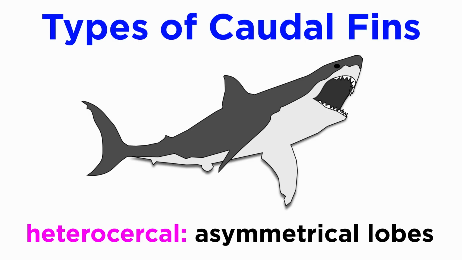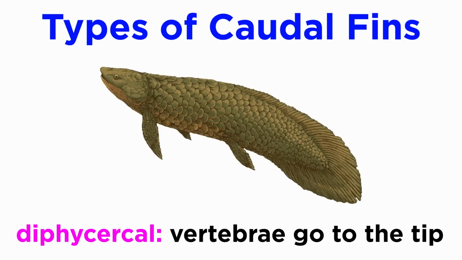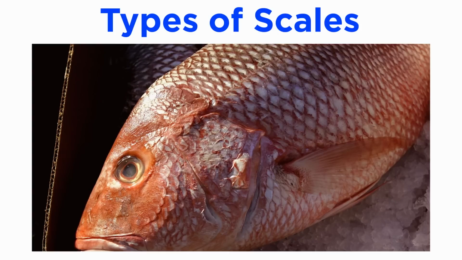The heterocercal caudal, or unequal-lobed fin, is asymmetrical and common in cartilaginous fish. The diphycercal, or protocercal caudal fin, is most common in lungfish. In addition, most bony fish are covered in scales. The 3 main types of scales are as follows.